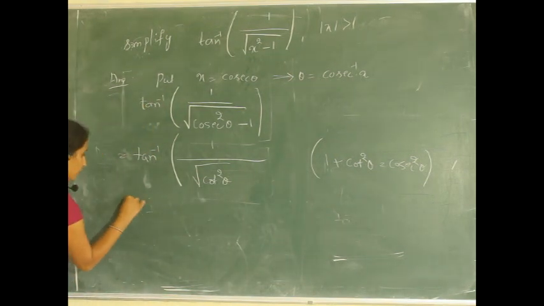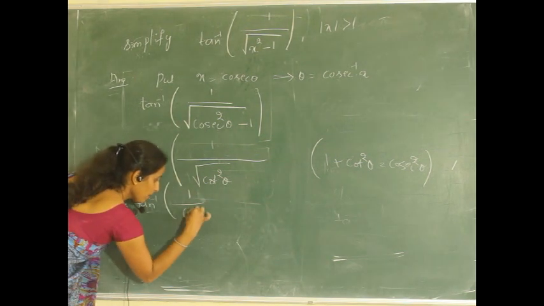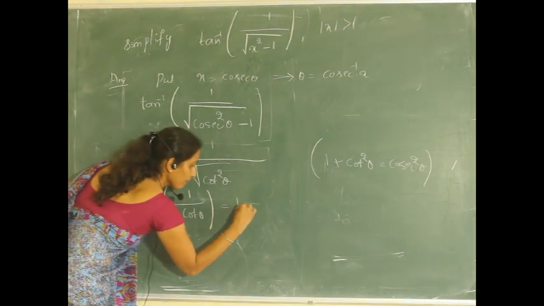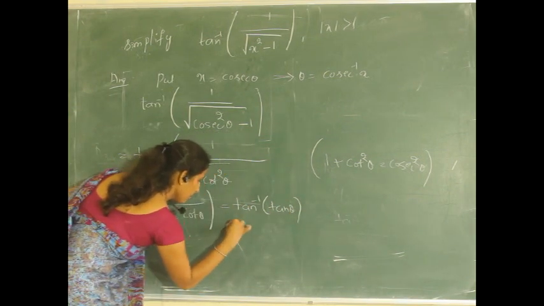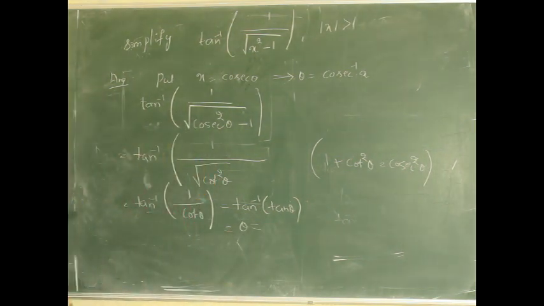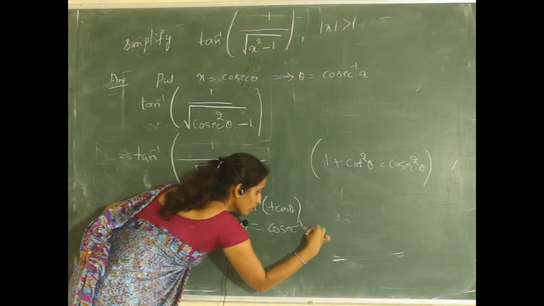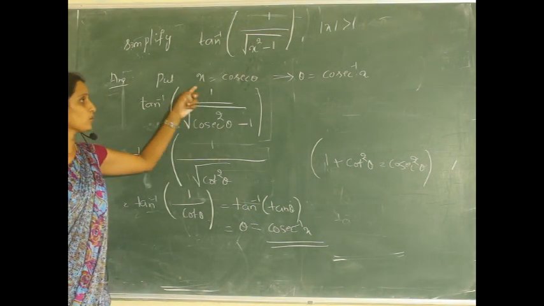Then this is equal to tan inverse of 1 by cot theta. So this is equal to tan inverse of tan theta. So that is equal to theta, which is equal to cosec inverse x. So x equal to cosec theta I have taken. So theta is cosec inverse x.